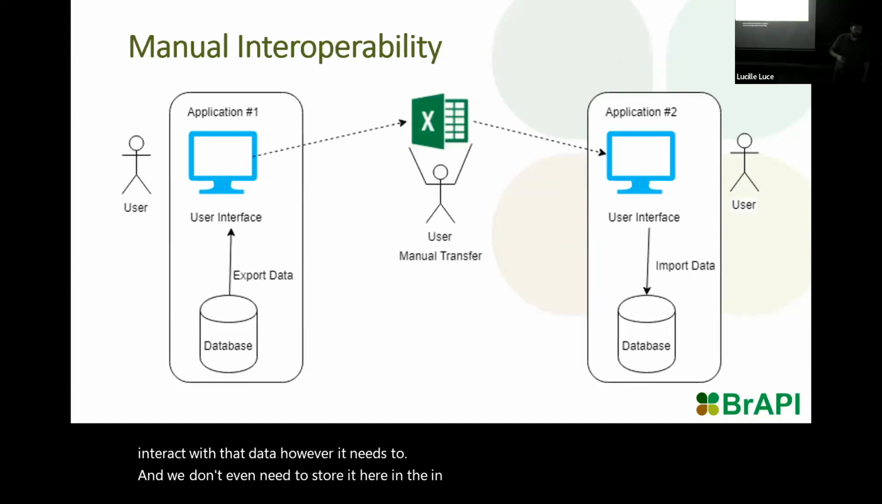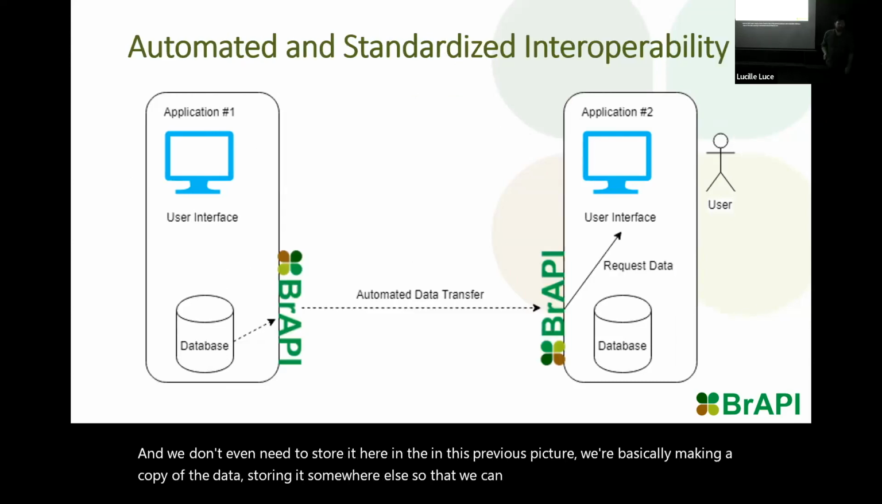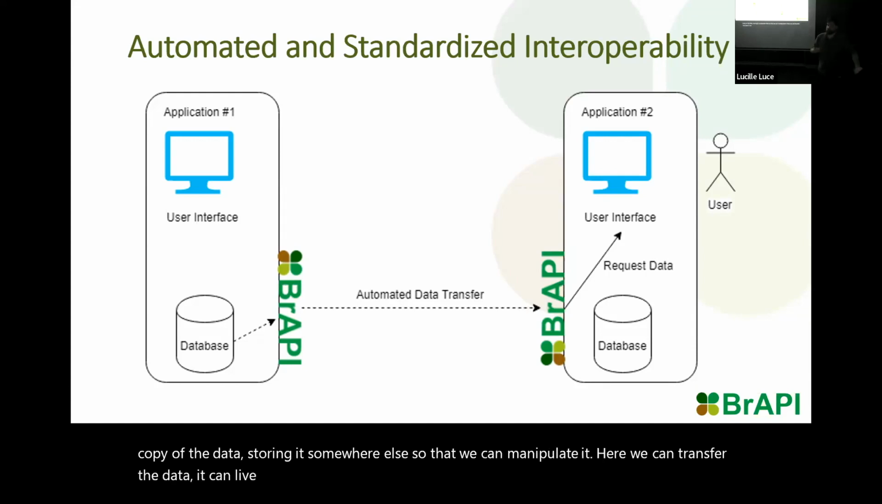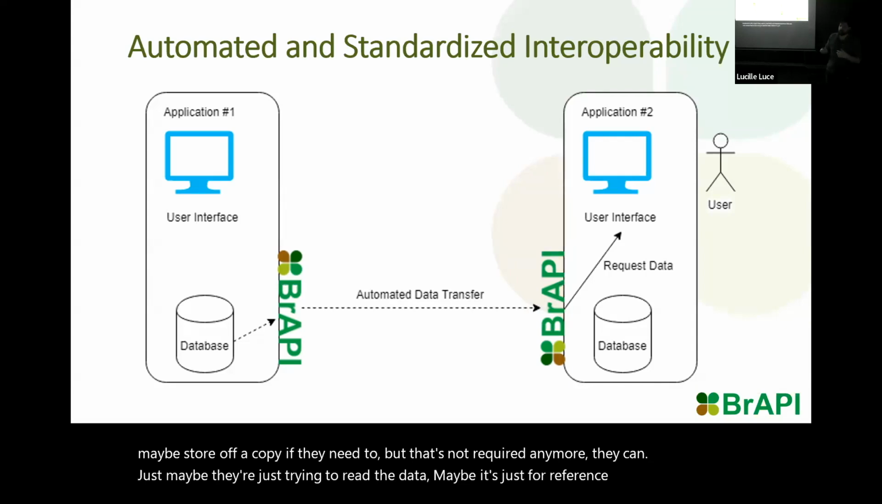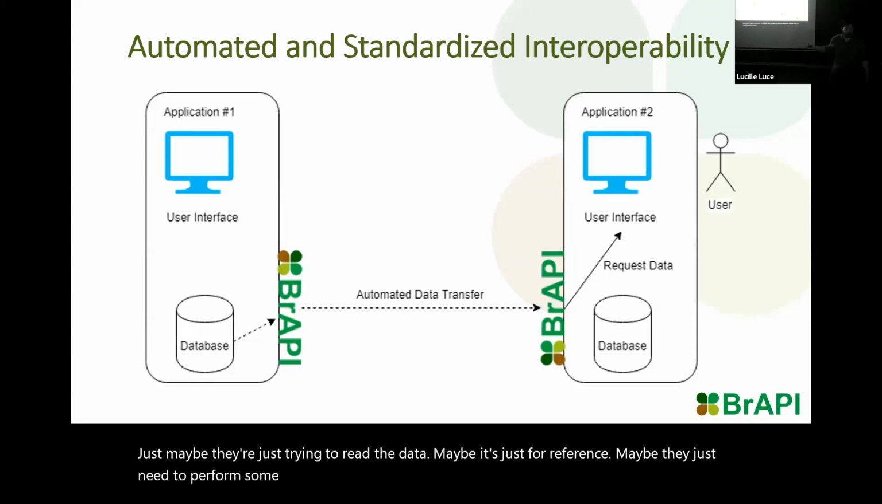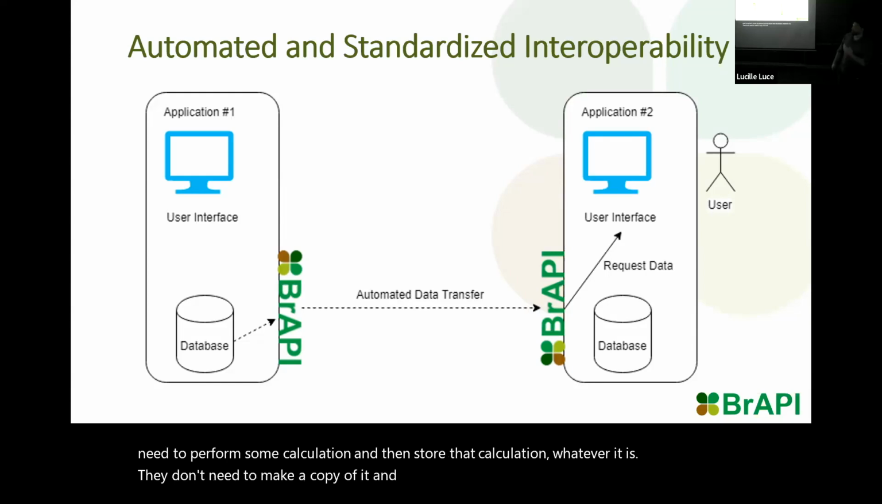In this previous picture, we're basically making a copy of the data, storing it somewhere else so that we can manipulate it. Here, we can transfer the data. It can live on the first application and stay there. And the user can interact with it, maybe store off a copy if they need to, but it's not required anymore. Maybe they're just trying to read the data. Maybe it's just for reference. Maybe they just need to perform some calculation and then store that calculation. Whatever it is, they don't need to make a copy of it, and it flows automatically.